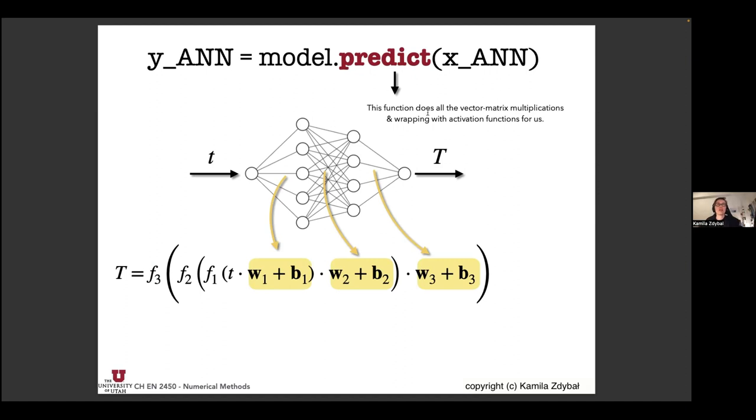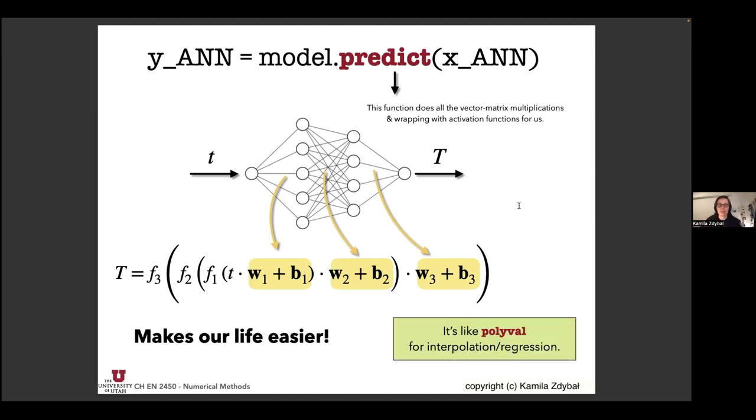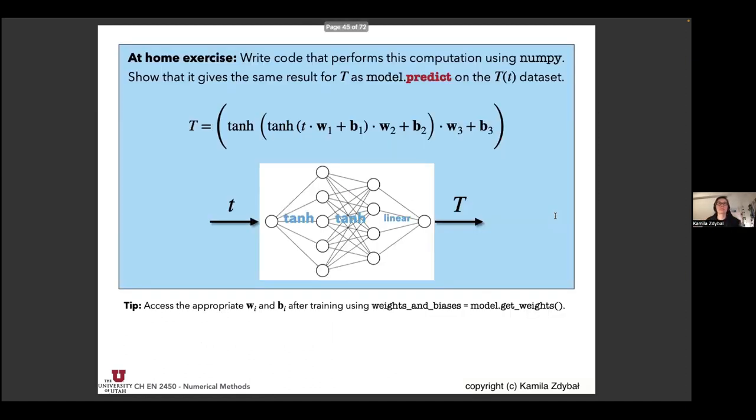So that function .predict is basically making our life easier. It's keeping track of all of those activation functions, weights, and biases. And I wanted to make a connection here. When you were learning about linear regression, you used this function polyval, which was computing the regression based on the coefficients that you computed. And this is sort of like that function polyval. It's basically keeping track of all of those learned coefficients. So here's an exercise for you that you can do at home. We're not going to do this now. It's a fun exercise to try to code this whole thing yourself and make sure that this function .predict is giving the same output. But we're not going to do this now.